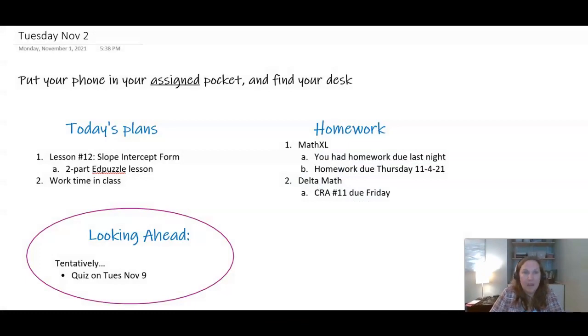So let's take a look at what's on the agenda for today. We're going to learn about slope-intercept form today. There's two things that I need you to learn how to do in this lesson. The first one is to take the equation of a line and use it to draw a graph. And the second one is to look at a graph and use it to write the equation of a line. So we're just kind of going backwards from the first one.